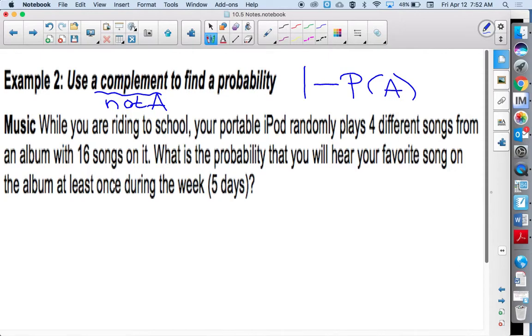So we're going to see if we can try and use this complement to help us find probability. Because sometimes the complement's like the shortcut way around getting the probability.